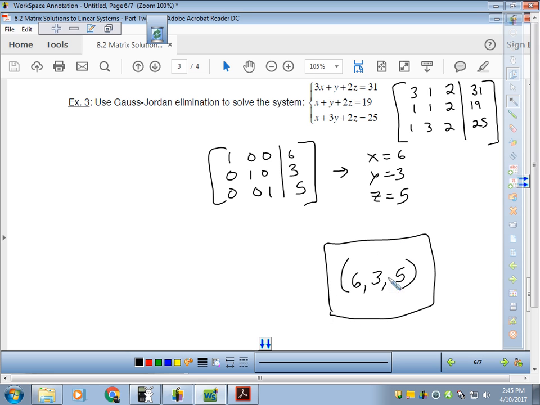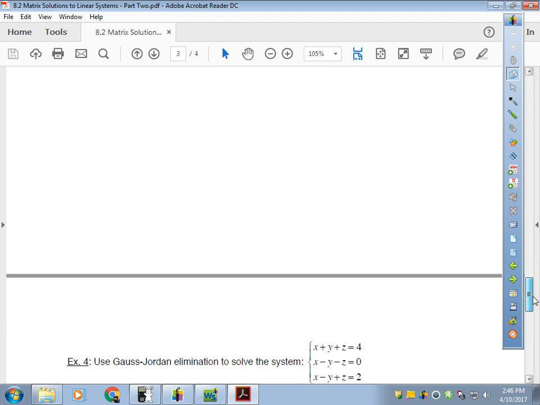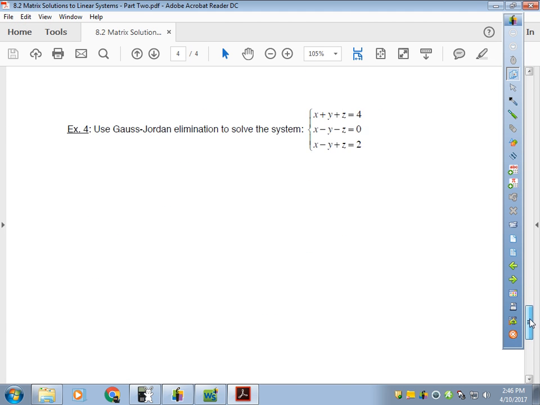And again, you can check it. You can plug these answers back in here. It will work in all 3 equations. And so this is a much quicker way to do it. Okay. All right, let's do this one more time just so you can see it once more.